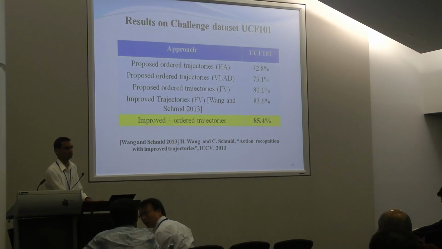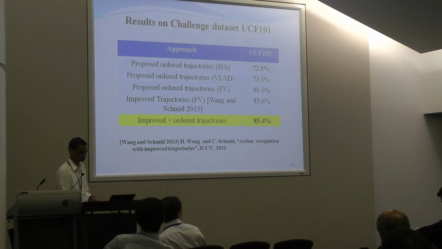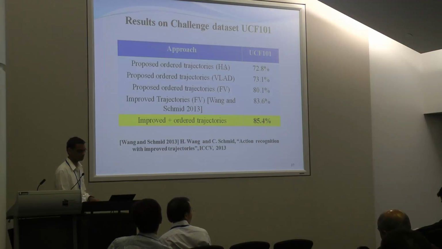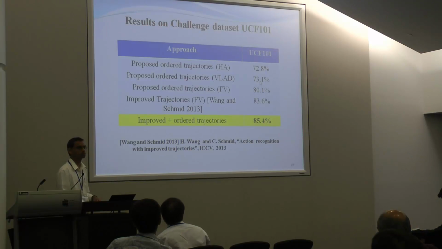And now the results on the challenge dataset, UCF101. The proposed order trajectories using hard assignment was 72.8, which we published in the research track, and using the other technique is 73.1, and then the proposed order trajectories with Fisher encoding is 80.1. Obviously, it is a 7 to 8% difference because it's capturing first order and second order statistics. And the improved trajectories, which was proposed by Wang and Schmid in ICCV 2013, is 83.6.